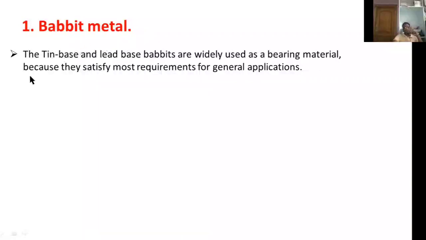Babbitt metal. Here the tin-based and lead-based babbitts are widely used as a bearing material. The commonly used babbitt metals are tin-based babbitt metals and lead-based babbitt metals, because they satisfy most requirements for general applications. That's why we are using babbitt materials.